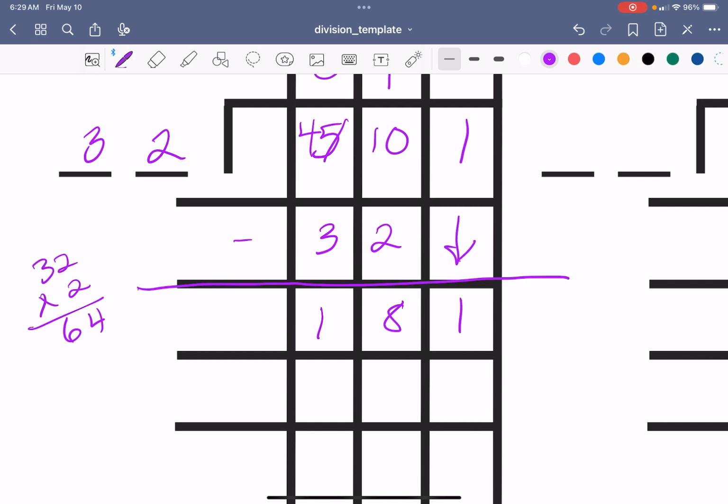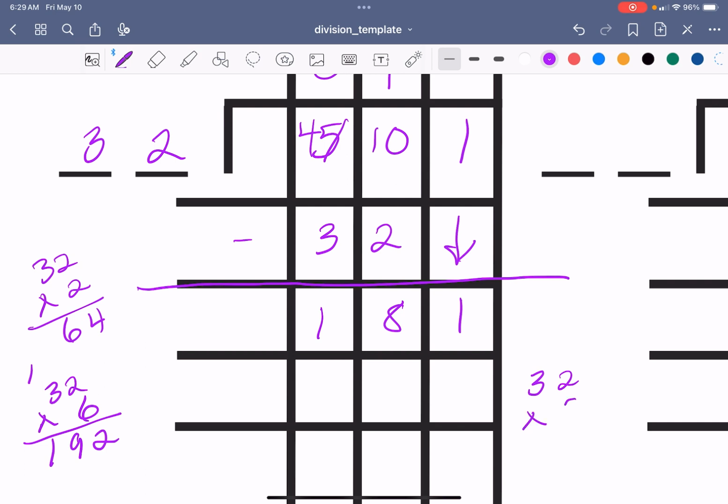Let's try 32 times 6. So 32 times 6 gives me 12, carry the 1. 6 times 3 is 18. 18 plus 1 is 19, so 192. So that's too big. So it's going to be 32 times 5. Let's see what 32 times 5 is.